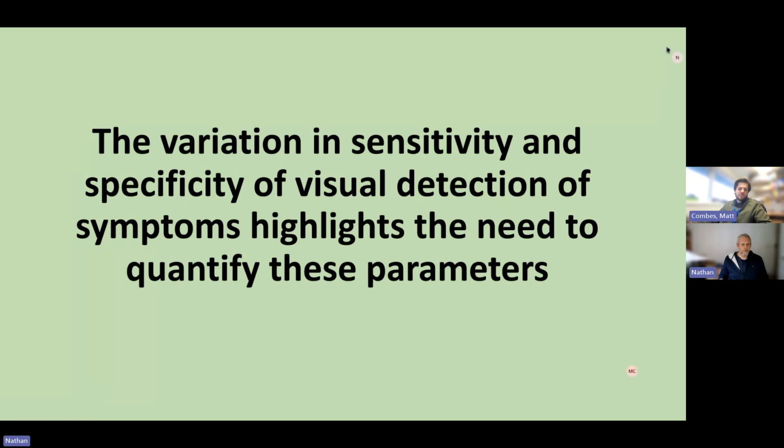So then if we get on to the next slide, there we go. Oh, it's actually worked this time. So then obviously the next objective: we can see that this sensitivity and specificity varied by symptoms, and we can see that it varied between people as well. And this highlights the need to quantify those parameters on a larger scale for visual detection. So as I highlighted, we then looked at different methods of how we could do this without having a gold standard, without having anything effectively to compare the results against.